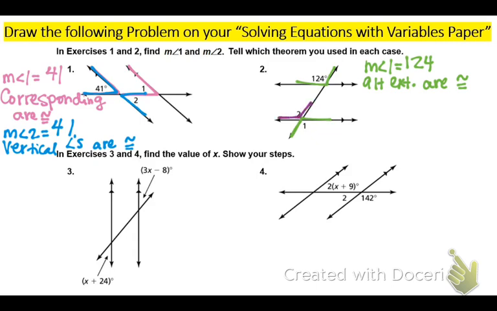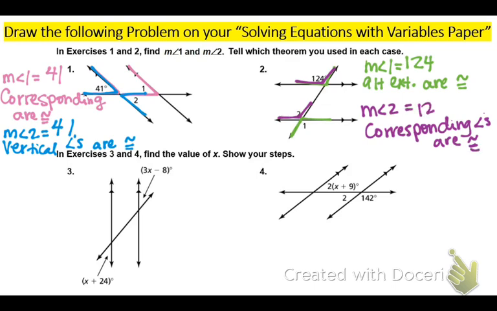What relationship does angle 2 have with 124? They're corresponding, which we said earlier are congruent, yeah. So what's the measure of angle 2? 124.